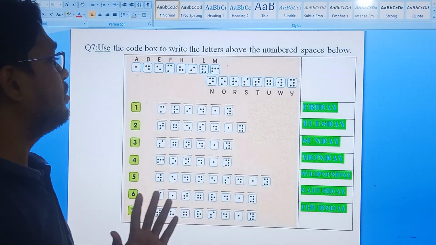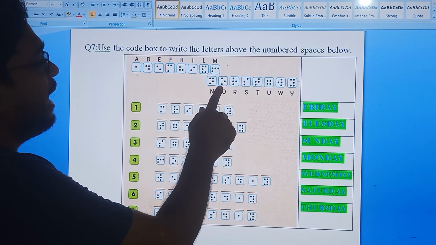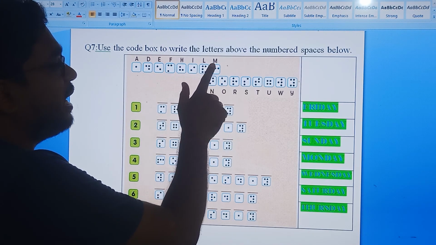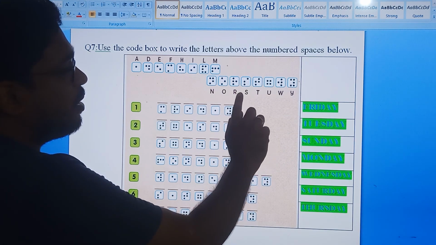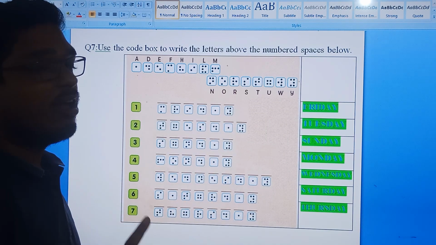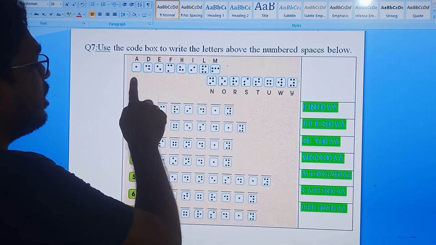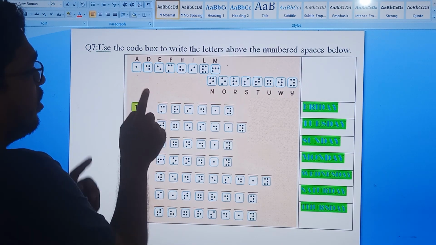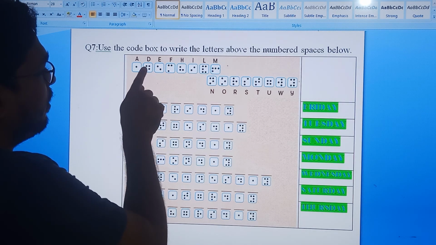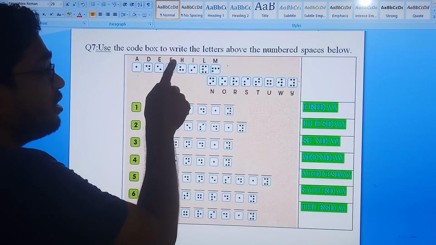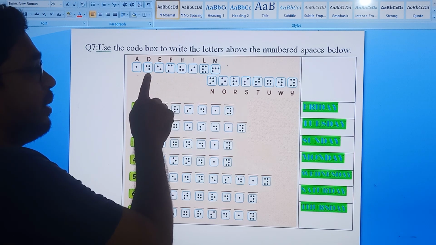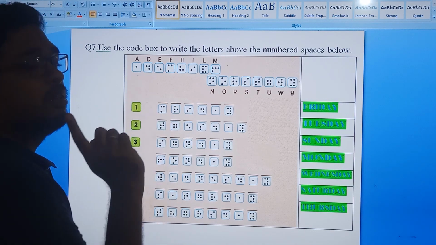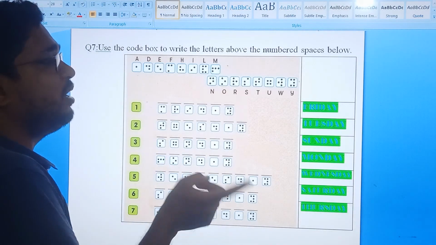Okay, here in this number, some dice are there, and it is coded as A, D, E, F, H, I, L, M, like this, up to N, O, R, S, T, U, W, Y. So students, look at all the pictures carefully. Here only 1 dot, and here also 3 dots, but the pictures are different. So you have to look at all the dots carefully. Then you have to decode.